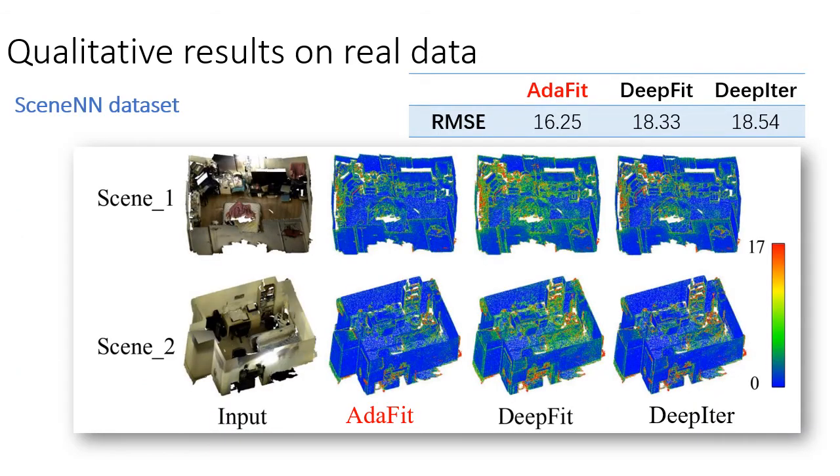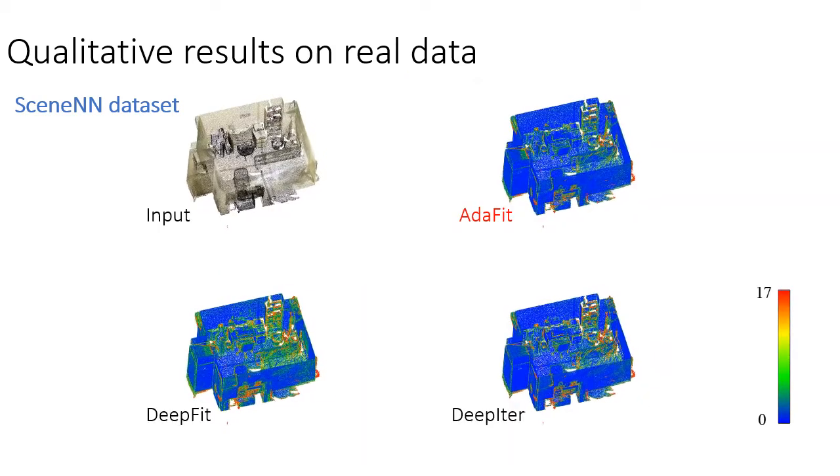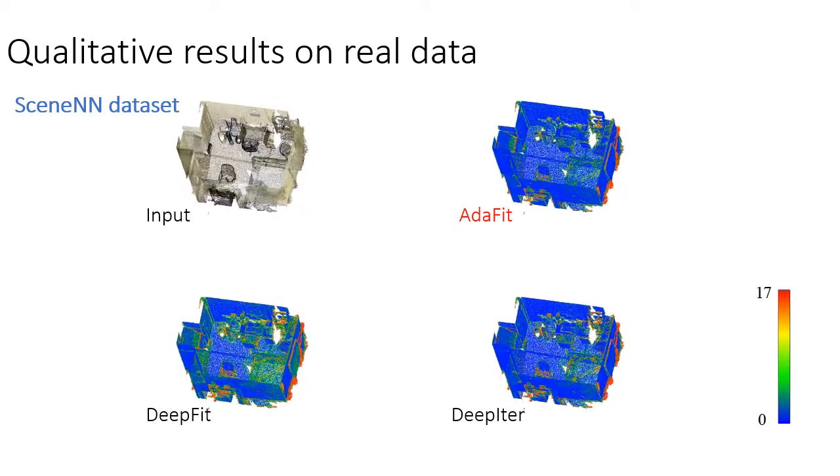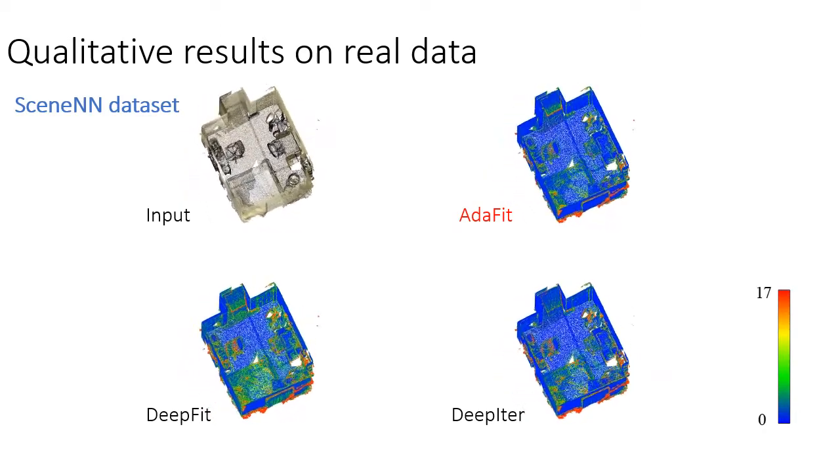To test the generalization capability of AdaFit, we directly evaluate AdaFit on real datasets including the indoor NYU dataset and the outdoor Semantic3D dataset. Note that all the methods are only trained on the PCPNet dataset and directly evaluated on these datasets. As for the NYU dataset, the RMSE of AdaFit and baselines are shown in the table, and the angle error visualizations are shown in the figure. The results show that AdaFit can predict more accurate normals than baseline methods.